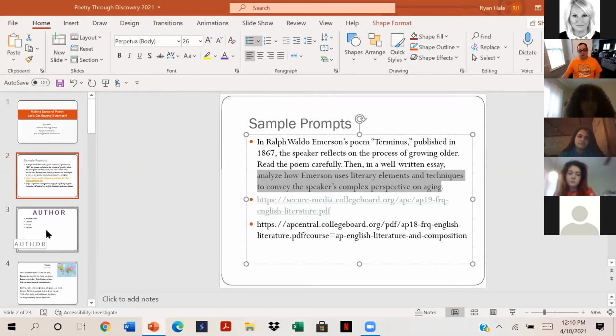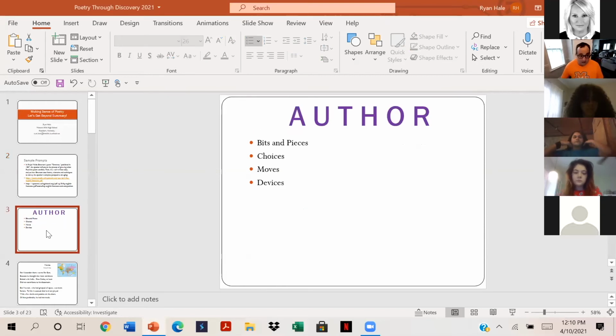But the other thing I want you to notice is it's about the author. It's about the bits and pieces that the author has included to help us get to that complexity, right? So once I figure out what the complexity is, and the complexity, if you're in on my earlier session, is always going to be more than one thing. So it's this and it's this. This poem is about whatever abstract idea, and then what is the author saying about it? I have to figure out what the complexity is, and then I've got to almost work backward and figure out how I got there. That's one way of doing it.